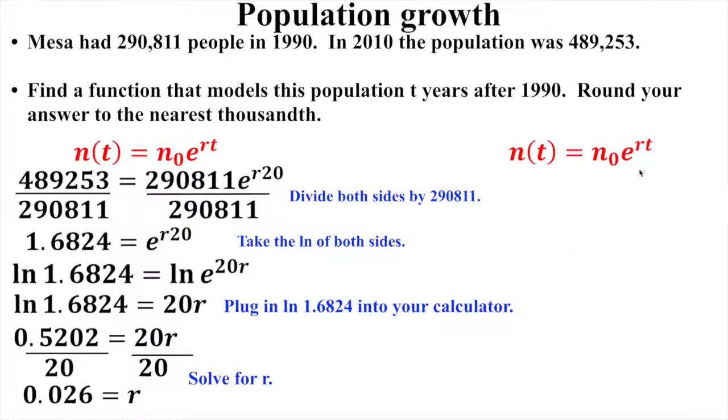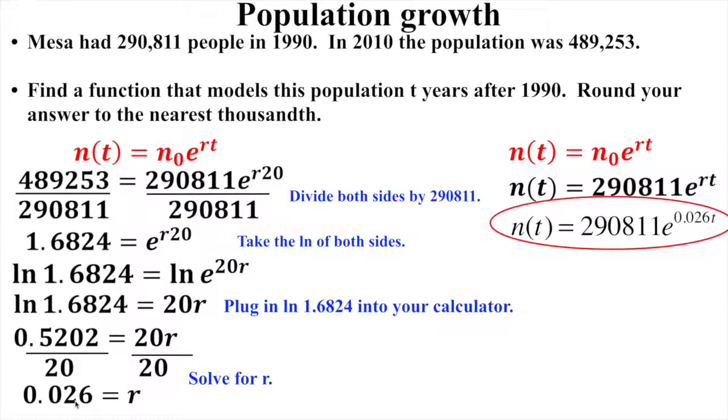Now let's go back over here. So this is my function, if you will, my formula that I use. And I just plug in what I know. N of t I won't know yet. N of 0 I do know. That is this 290,811. So I do that. e to the rt. r, I just found that right here is my answer for that one. So this would be my function right here. t would be the unknown, and that's what we're asked to solve for. Find a function that models this population t years after 1990.